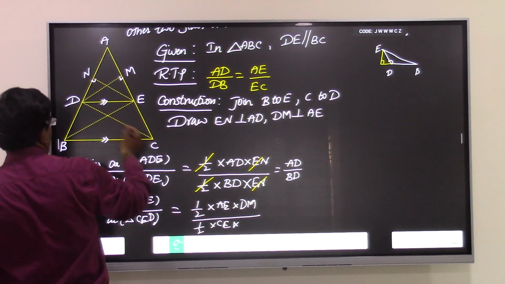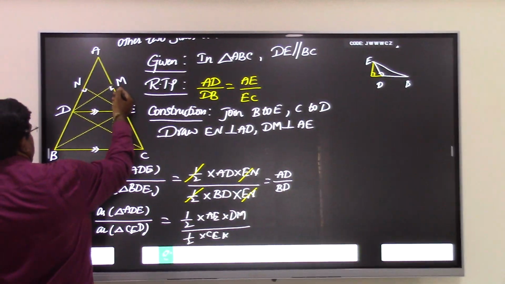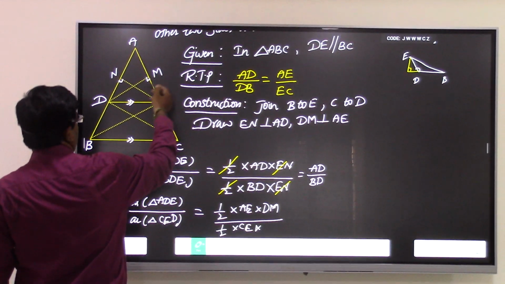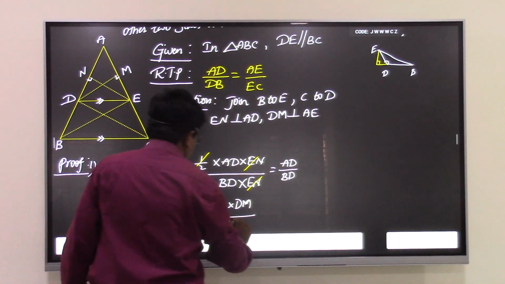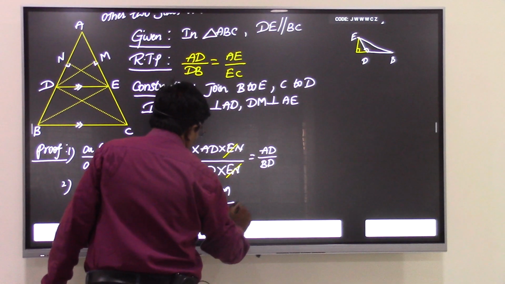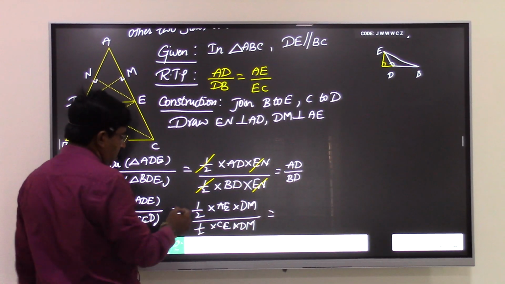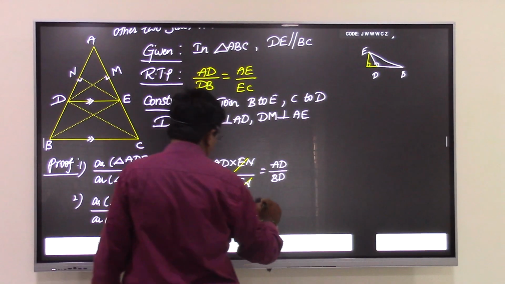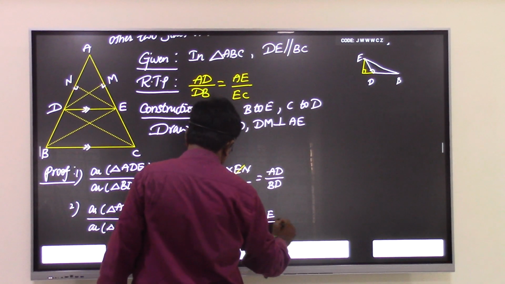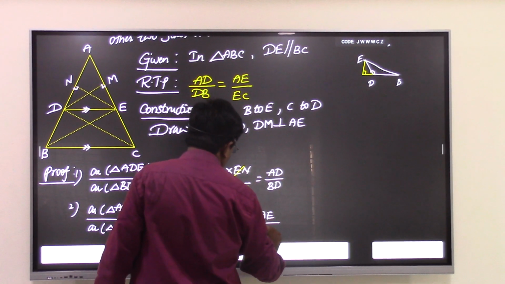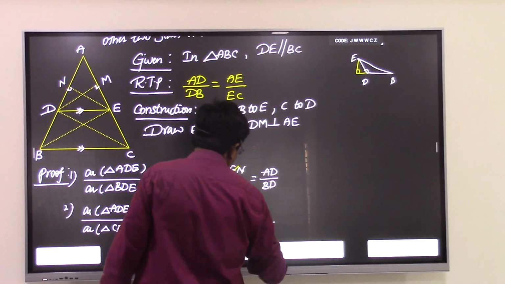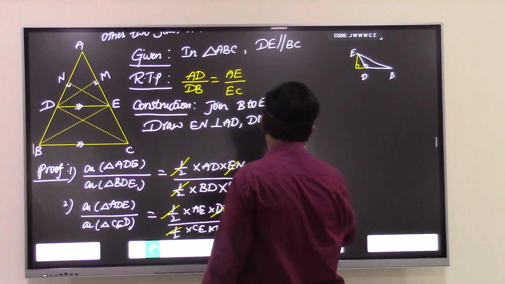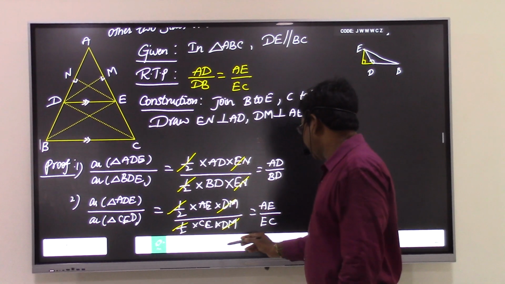For this triangle also, the altitude will be the exterior of the triangle, so the altitude is nothing but DM. Now we cancel the equal parts, that is half and DM. Here we get AE by CE. CE we can also call EC, both are the same. So this is the first point and this is the second point.